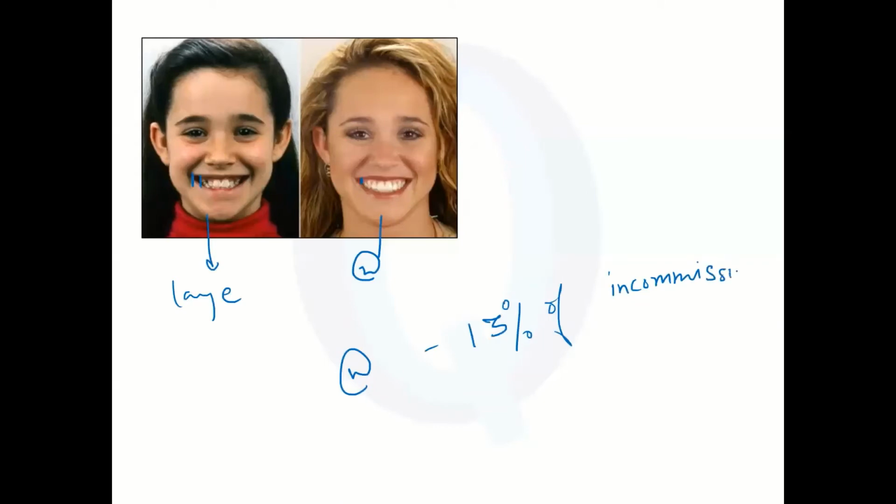Buccal corridor is this black space. Can you see this black space? This is the buccal corridor. It is seen from the surface of the teeth to the inside of the cheek. In this patient, it is a very normal buccal corridor, and this is a large buccal corridor. What is the normal? Normal is 13% of intercommissural width. Maximum can be 17%. Now, a large buccal corridor is because of the constricted maxillary arch.